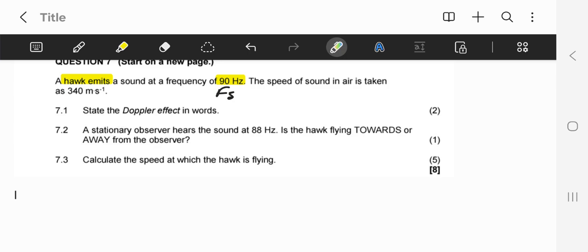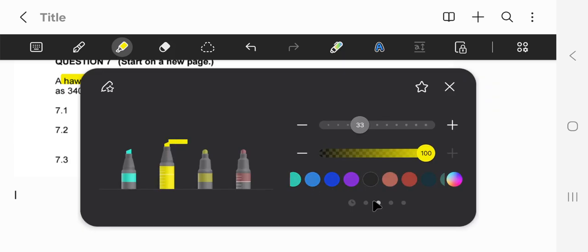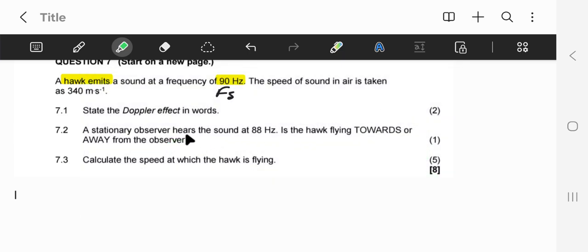If the frequency has decreased, that means our source is moving away from the observer. So the correct answer is that the source is moving away from the observer, because there has been a decrease in frequency. Remember, an increase in frequency means the source is moving towards, and a decrease in frequency means the source is moving away. So the answer we choose is away from the observer. Then we go to 7.3, which says calculate the speed at which the hawk is flying.